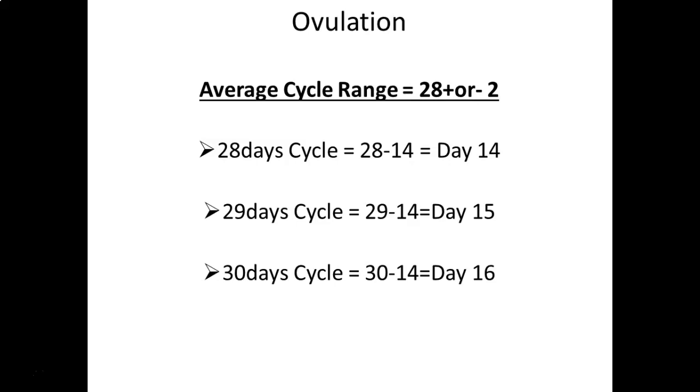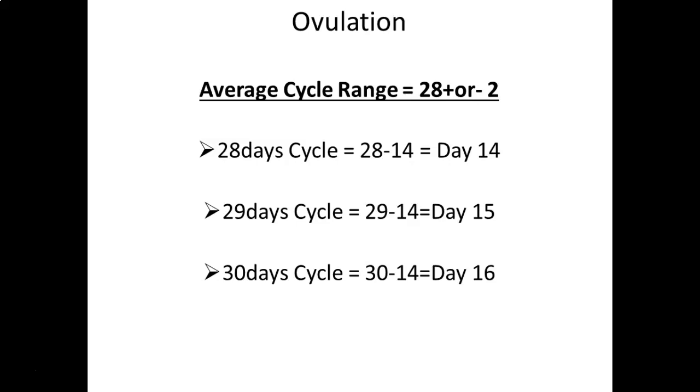So going with 28 now, if you want to know when you are ovulating, you first of all need to know your average cycle length, how long your menstrual cycle takes. If you have a 28-day cycle, you want to subtract 14 from that length. So for instance, 28 minus 14, and that means on day 14 is when you are going to ovulate, all things being equal.